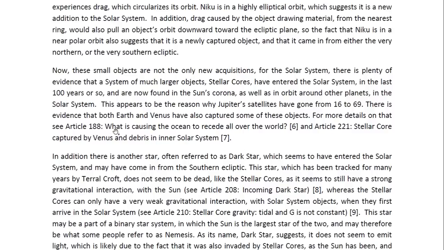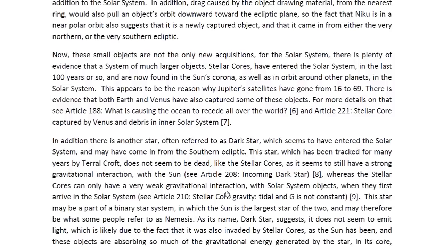And for more details on that, you may see Article 188 entitled What is Causing the Ocean to Recede All Over the World, and Article 221 entitled Stellar Core Captured by Venus and Debris in Inner Solar System.